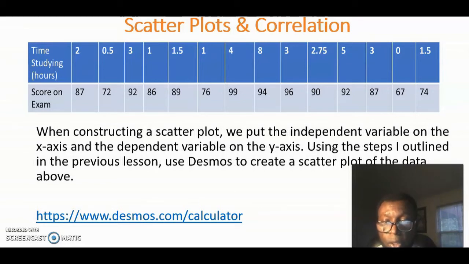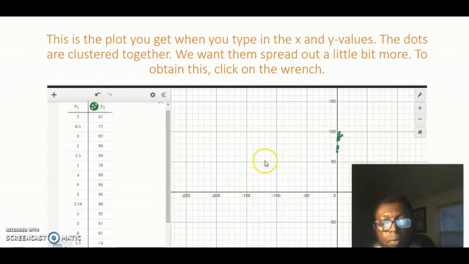To access the online graphing tool, just click on the link provided or type in www.desmos.com/calculator. This is the plot we get once we type in the x and y values in the x and y values column. We see that the dots are clustered together. We want them spread out a little bit more. To obtain this, we click on this range.